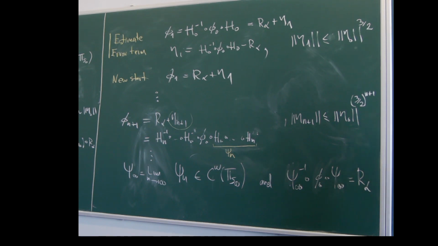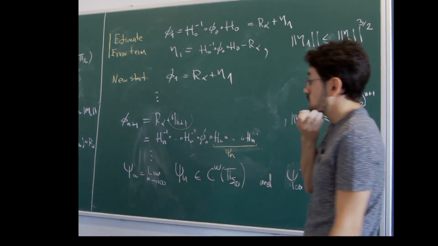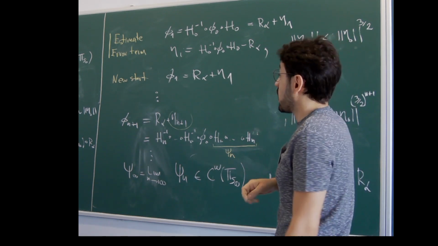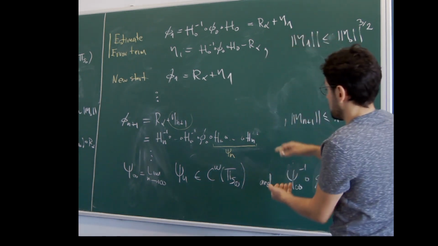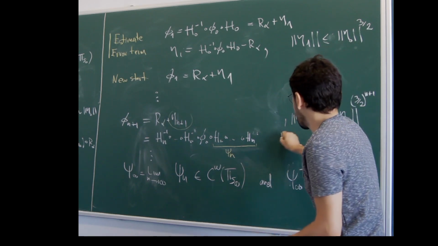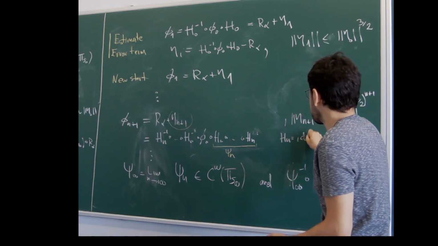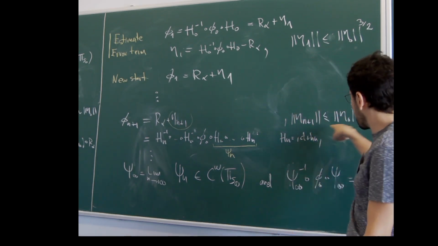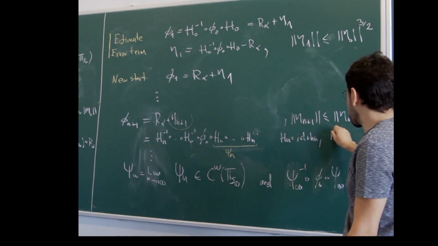The convergence would be because the small hn's will have a comparable norm with eta n's or something. Exactly. So at each step, what you have is hn is equal to identity plus some hn, and yes, the hn has to be comparable to eta n.